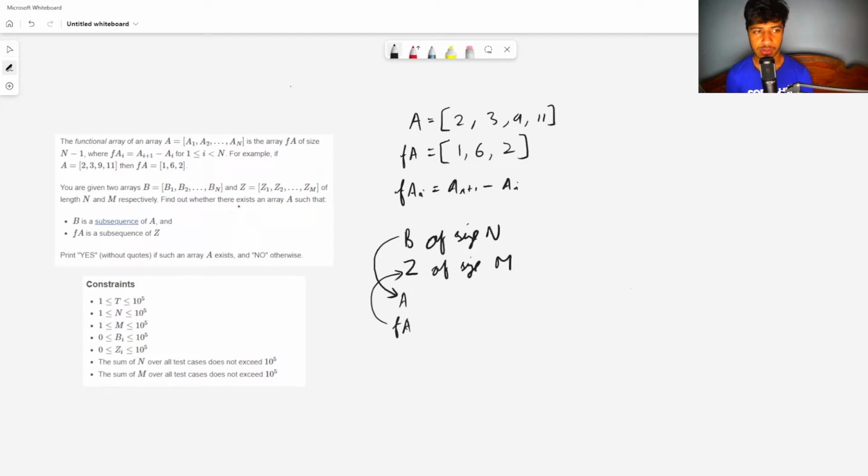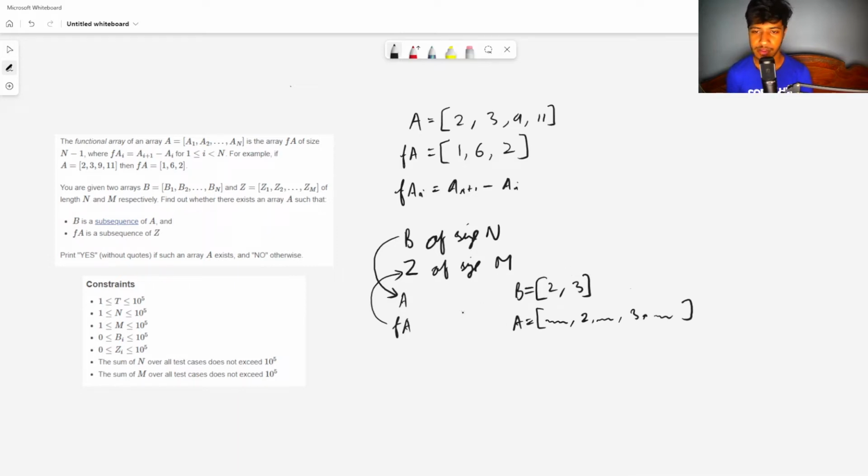First let's understand what a subsequence means. Let's say B is something like 2, 3. Then A will look something like: some elements, then 2, then some elements, then 3, then some elements. This is how your A should look. This means that B is a subsequence of A, or A is a supersequence of B.